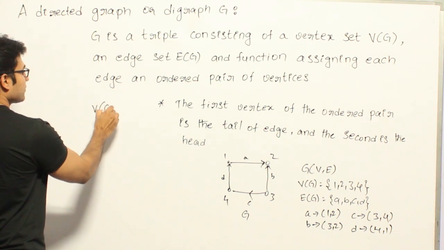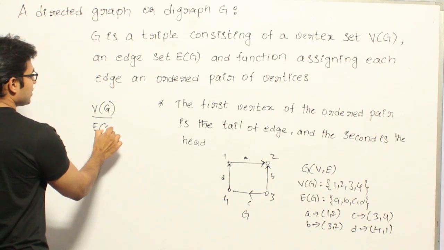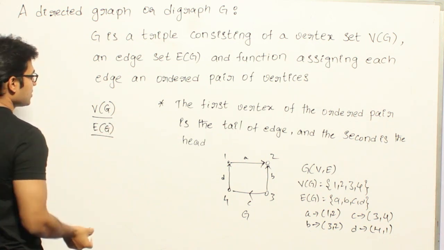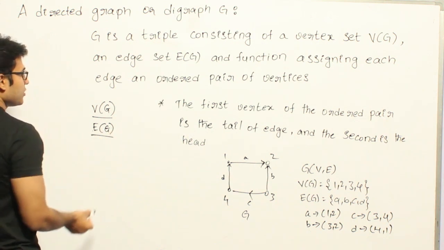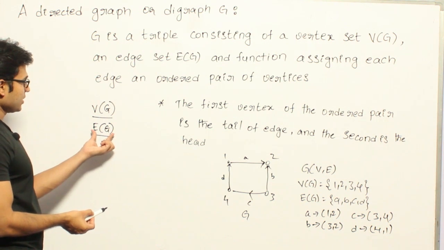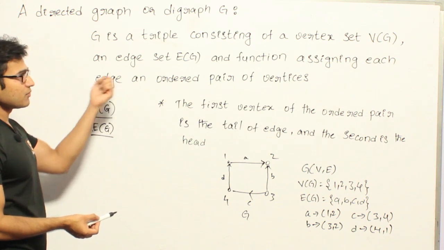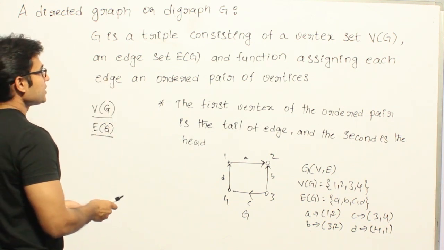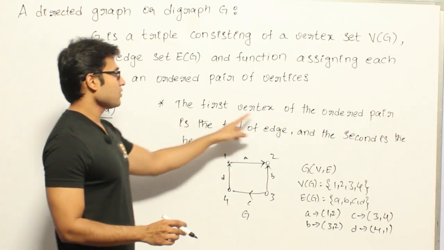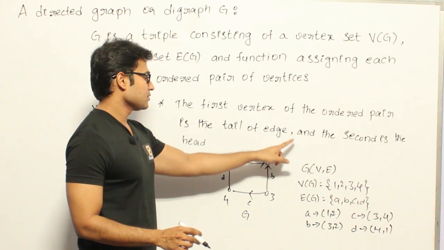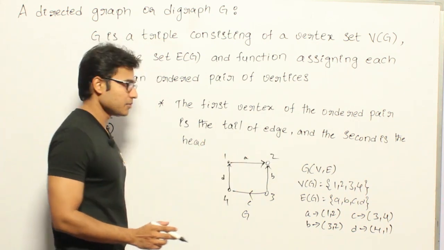One is V of G, which is nothing but the set of all vertices, and the other one is E of G, which is nothing but the set of all edges, and there is a function assigning each edge an ordered pair, which means it is going to say what is the tail and what is the head of each edge, right? There should be a function which should say that. If you have all these three, then such a graph is called a directed graph, right? So the first vertex of the ordered pair is the tail of the edge, and the second is called the head. If you look at this example, it will be clear.